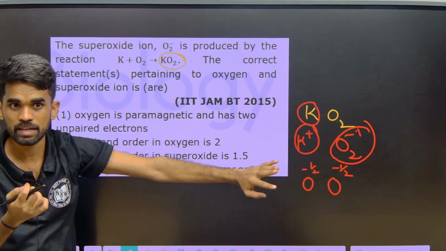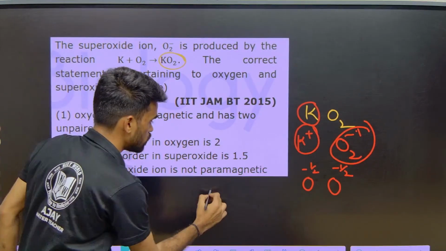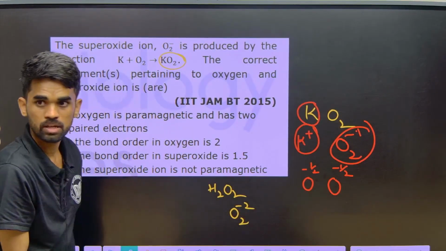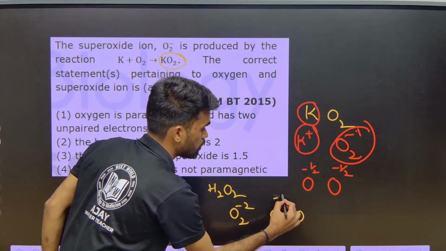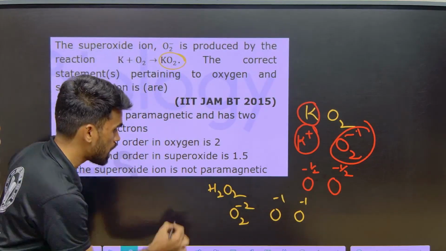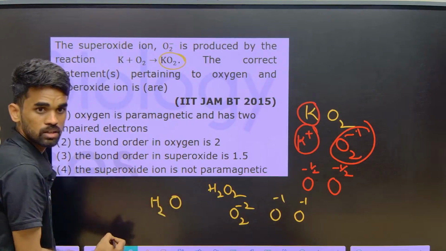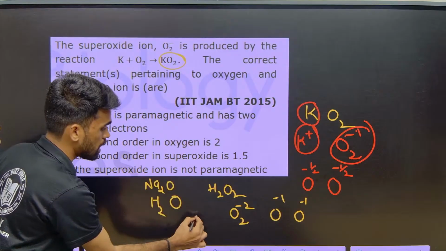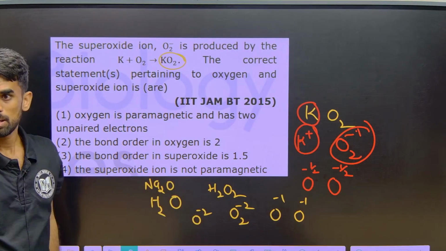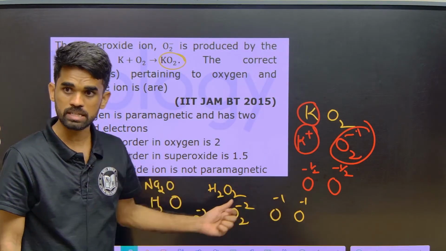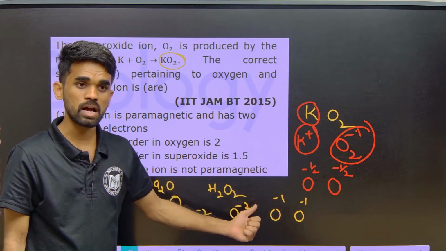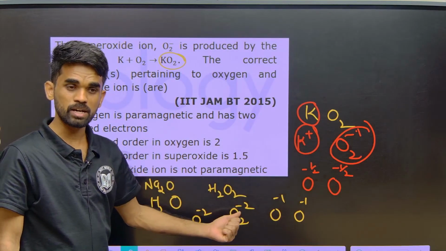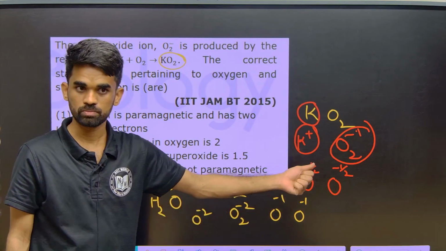If it is peroxide, hydrogen peroxide you are saying, H2O2. So in this case it is O2 2 minus. So each oxygen will be having minus 1 and minus 1 charge. Normal oxide, like water is an oxide, like sodium oxide I am saying. Here oxygen will be with a minus 2 charge. Got the difference? Oxide means O minus 2, superoxide means O2 minus 1, peroxide means O2 minus 2.